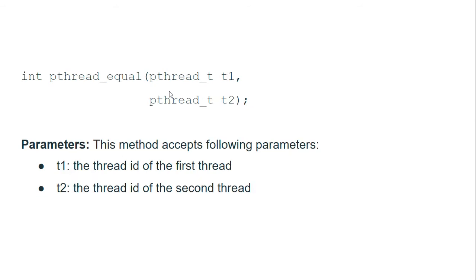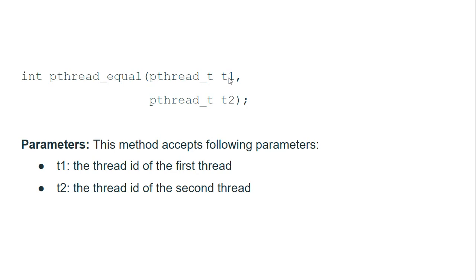Let's see the other functions as well. The pthread_equal function is used for comparing whether two threads are equal or not. Basically, when you call pthread_create, it will create the thread ID. So you have to pass it. Say you created two different threads.